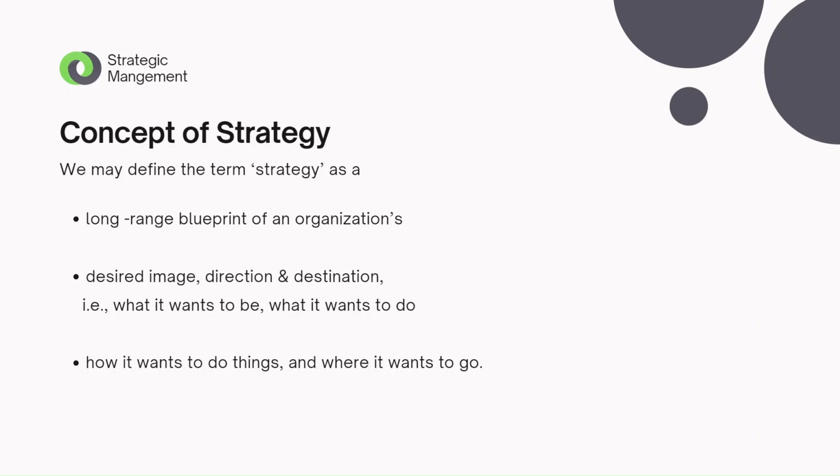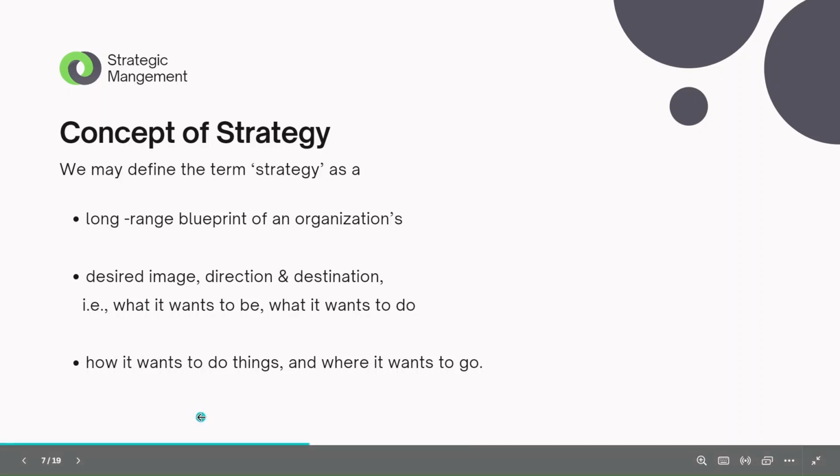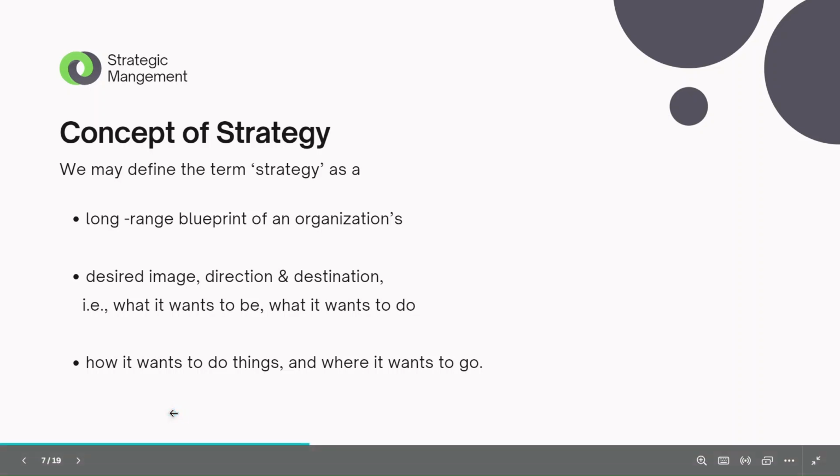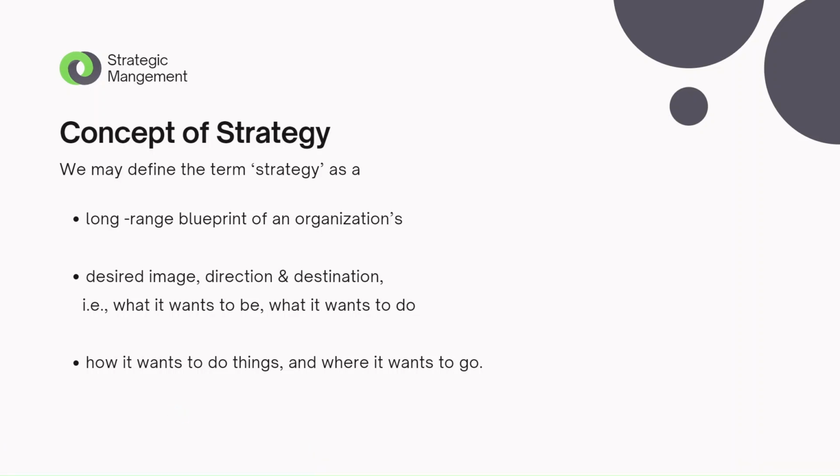Now let's go into the concept of strategy. The first two concepts we read about were management and strategic management. Now we are going to understand what strategy is. Strategy is a long-range blueprint of an organization's desired image, direction, and destination: what it wants to be, what it wants to do, how it wants to do things, and where it wants to go.